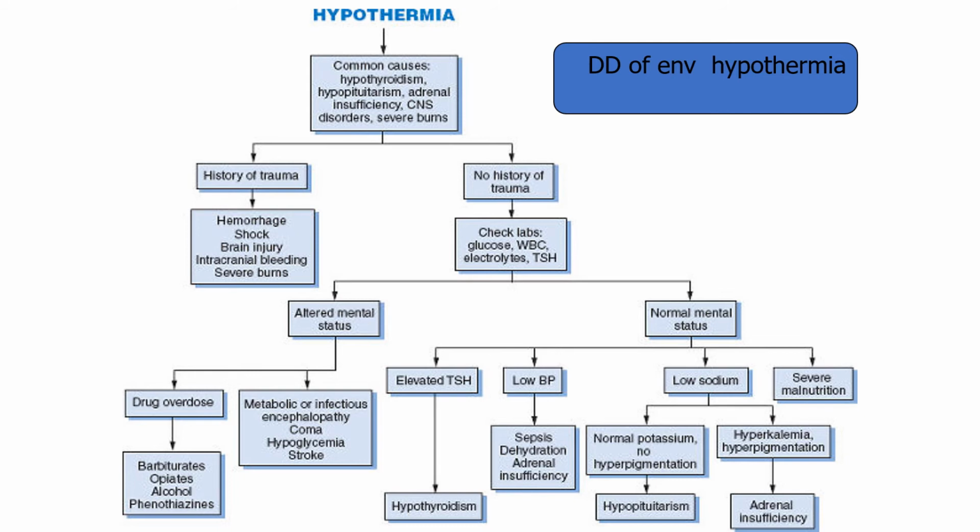potassium, no hyperpigmentation, so hypopituitarism. Low sodium with hyperkalemia and hyperpigmentation will be adrenal insufficiency. If there is normal mental status, the last choice is severe malnutrition.